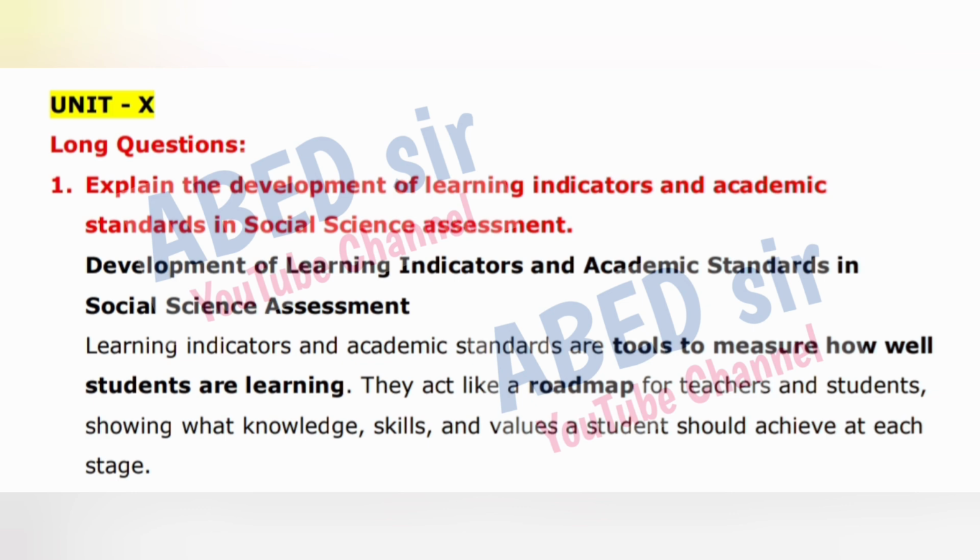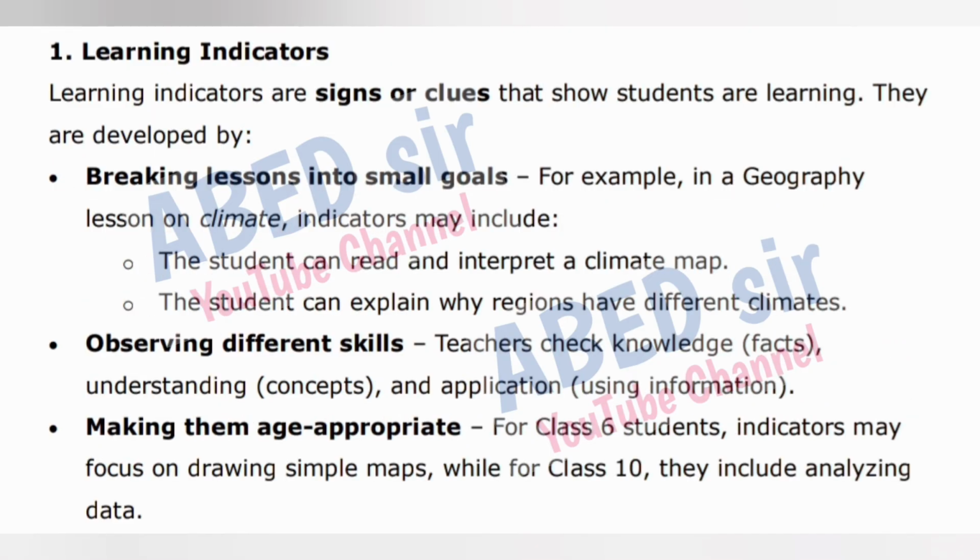Learning indicators and academic standards are tools to measure how well students are learning. They act like a roadmap for teachers and students, showing what knowledge, skills, and values a student should achieve at each stage. 1. Learning indicators. Learning indicators are signs or clues that show students are learning. They are developed by breaking lessons into small goals.